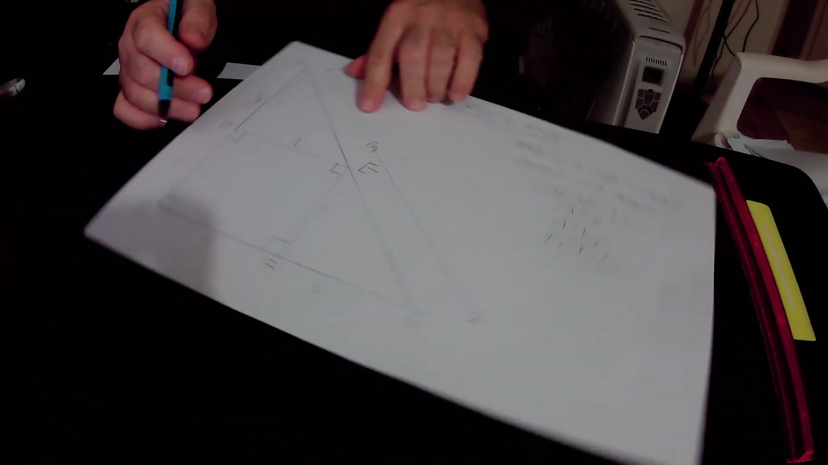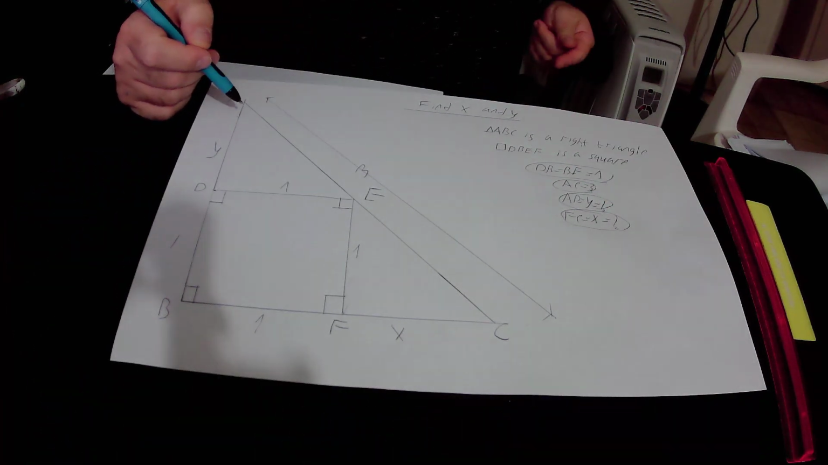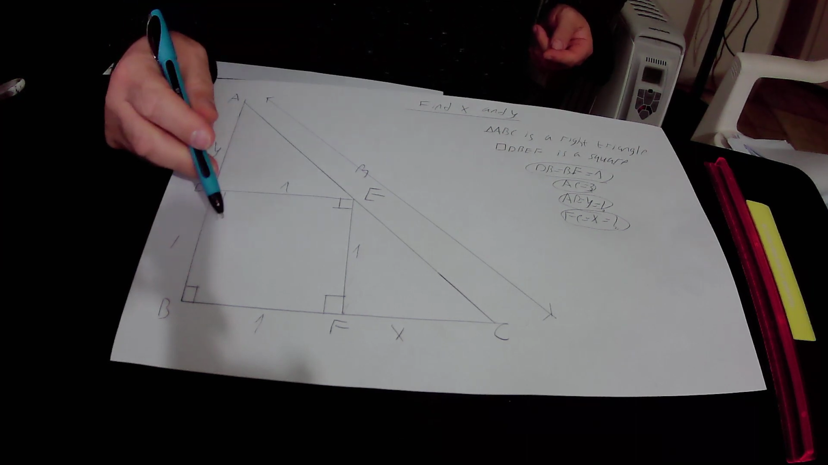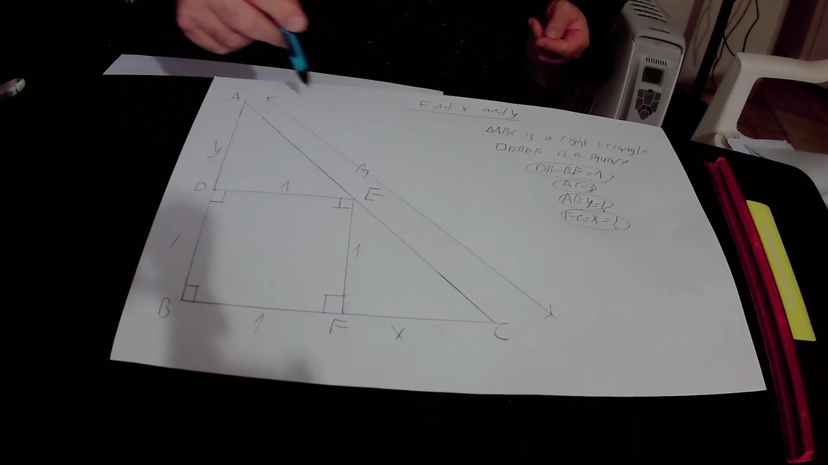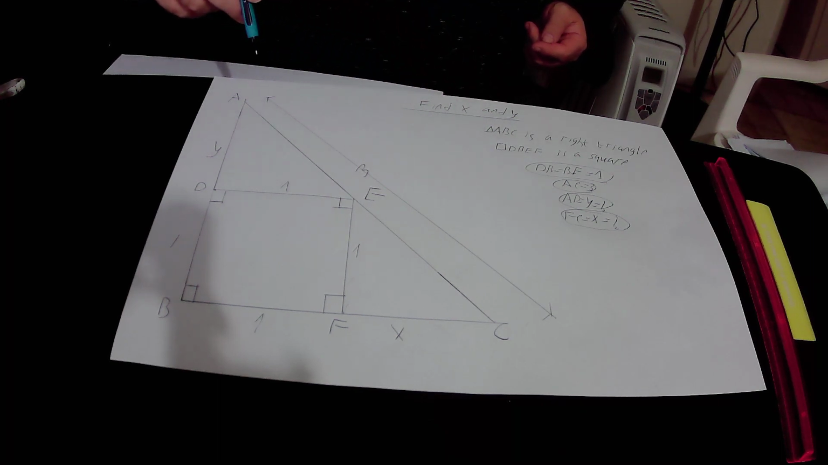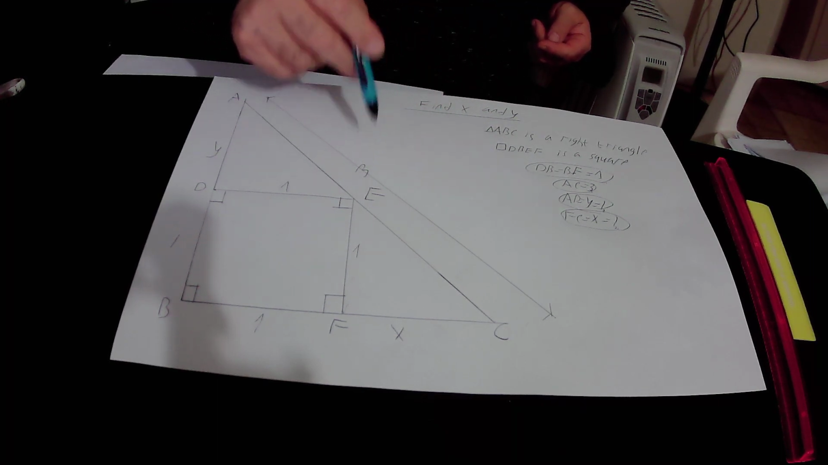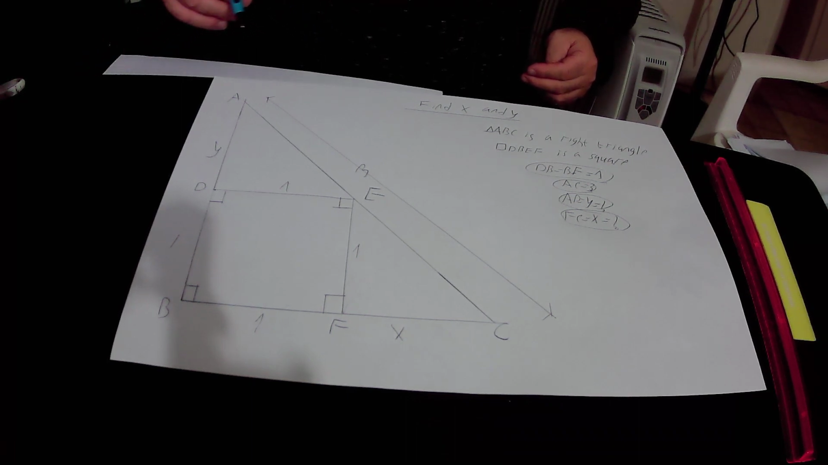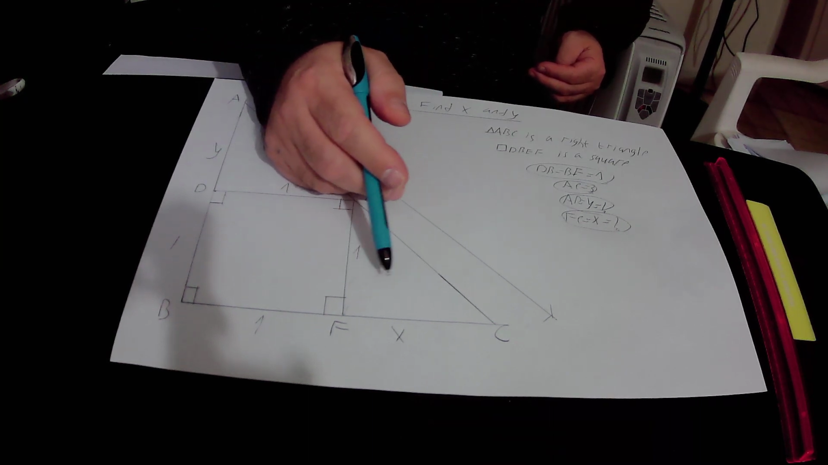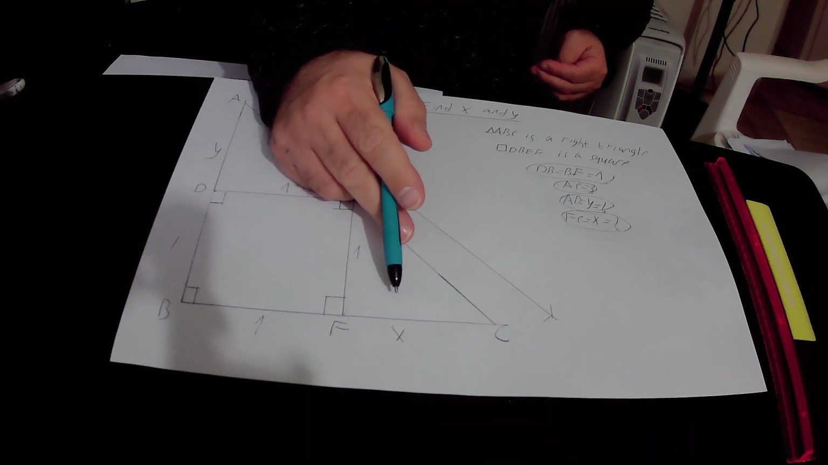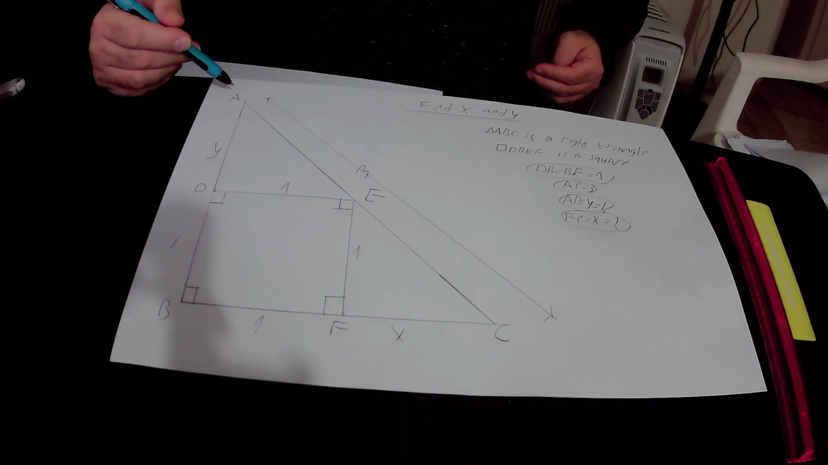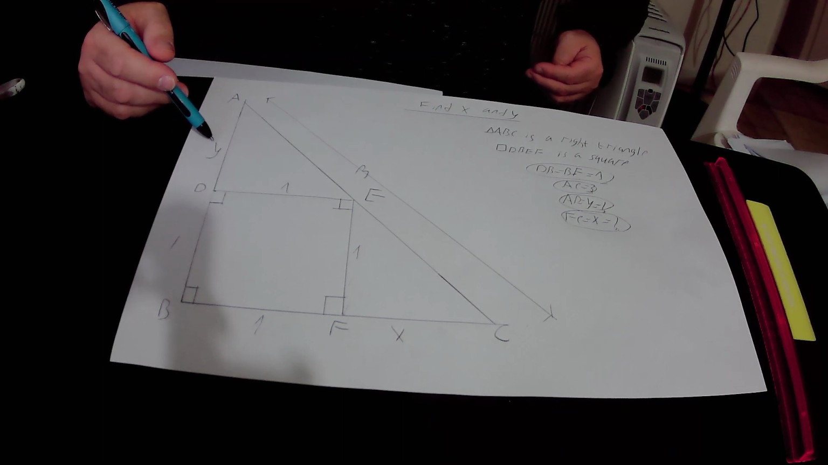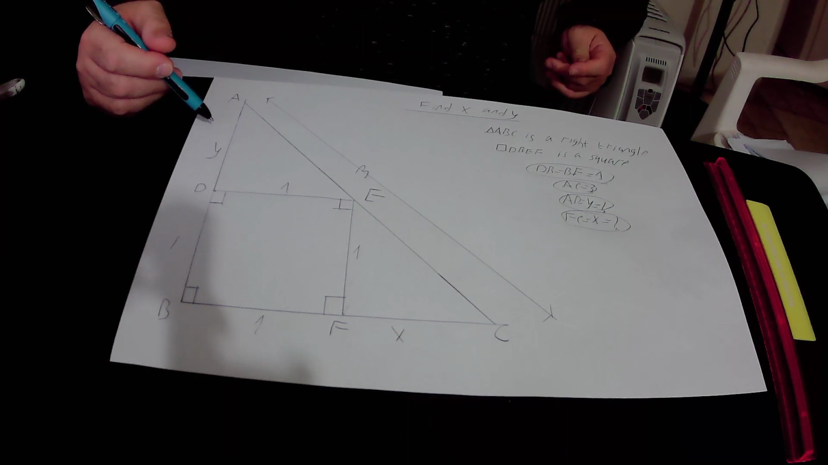So this square is inside a right triangle, the right triangle ABC. We know that the hypotenuse AC equals 3 units. And we want to find the value of line segment FC, which equals X, and the value of line segment AD, which equals Y, according to what is given in the question.